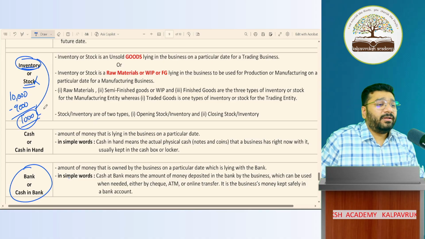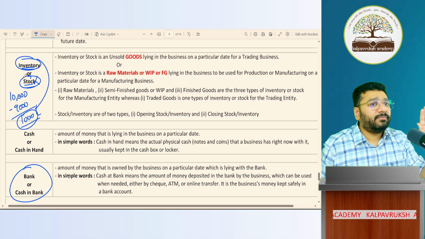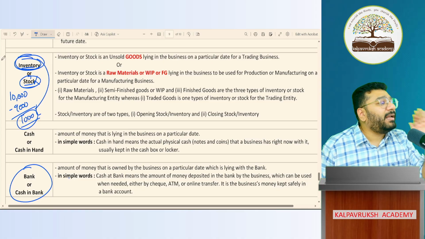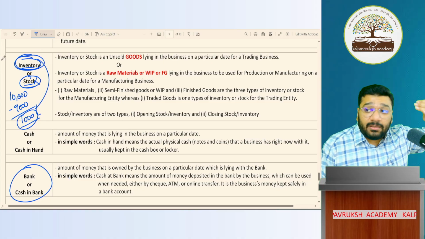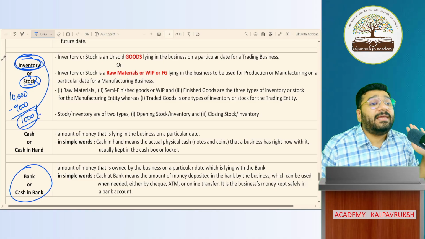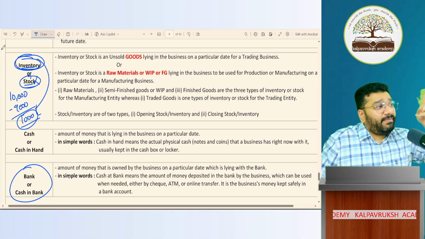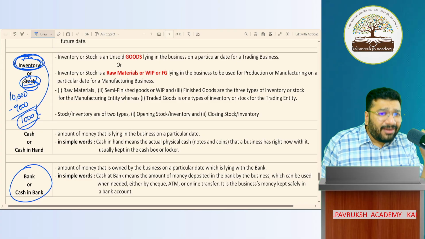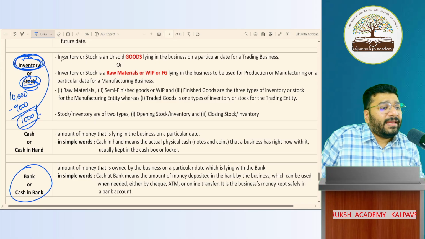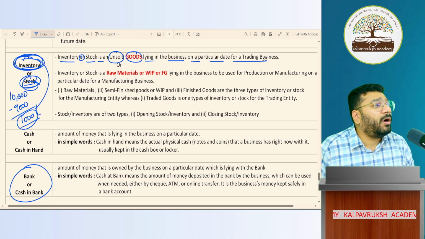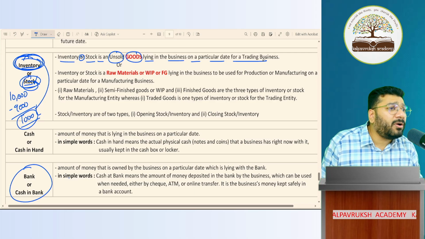So, though we use the word stock in 11th and 12th, the correct word is inventory. Inventory means the goods that you purchased in the business which went unsold. But in 11th and 12th, we will use these two words interchangeably. Inventory or stock is unsold goods lying in the business on a particular date for the trading purpose, of the trading business.